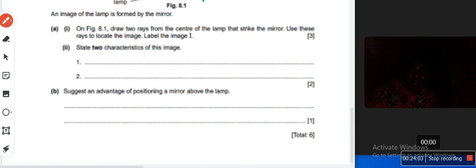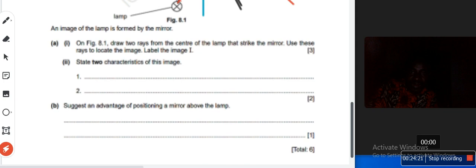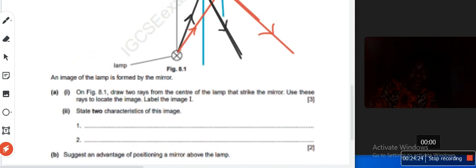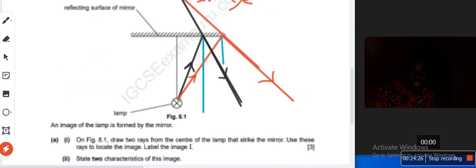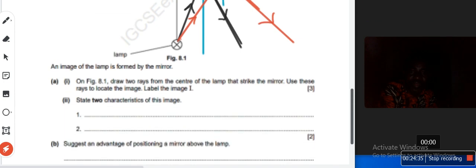Alright, so it says state two characteristics of the image. Of course, the image is virtual, the image is upright, the image is equal distance from the mirror as the object. And it suggests an advantage of positioning a mirror above the lamp. Of course, this will cause the light to reflect and spread better in the room where the lamp is placed.